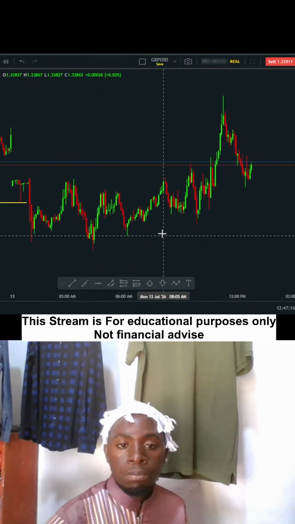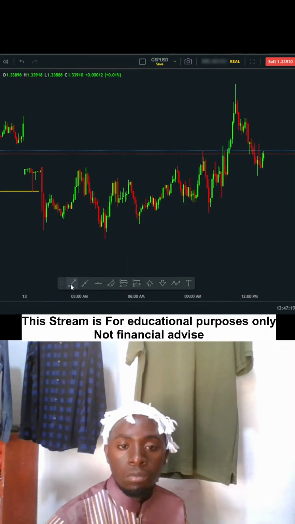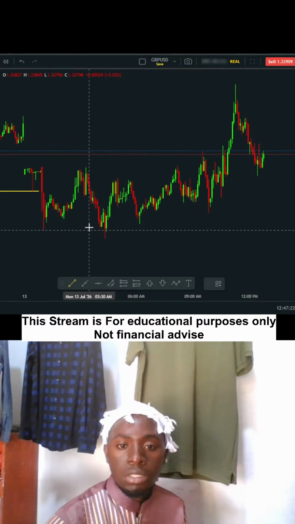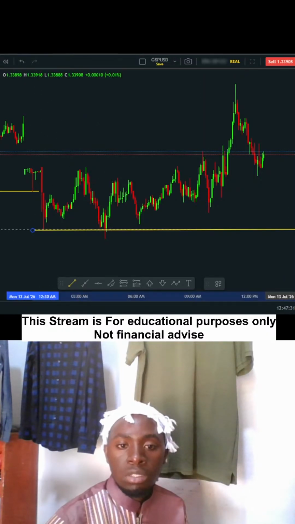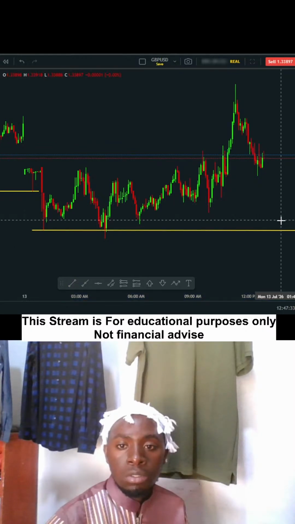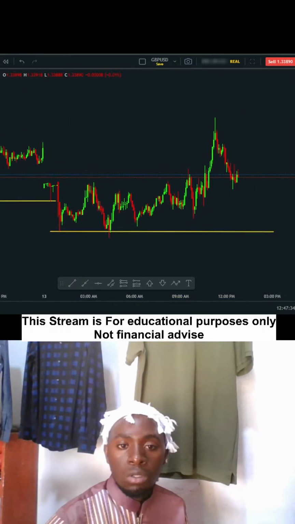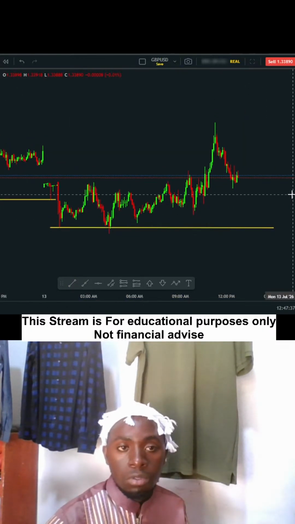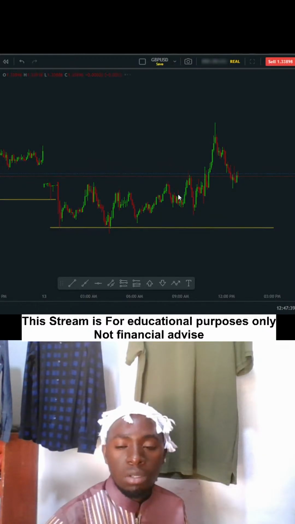Okay, so this would be the valid low right here. This one right here. Yeah, this is the valid low right there. Okay, so what would I be looking for? A buy? Let's see.